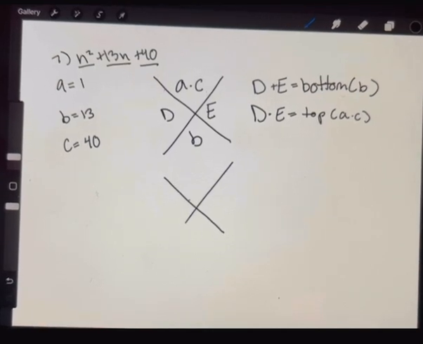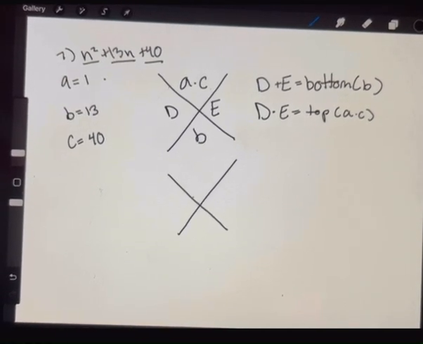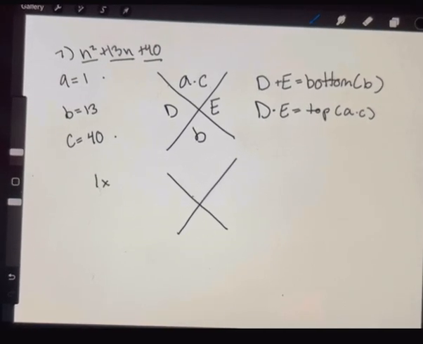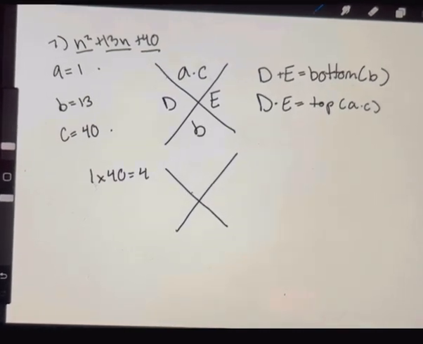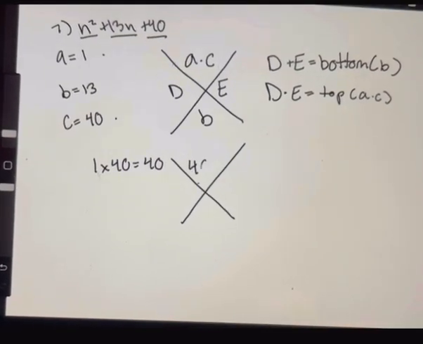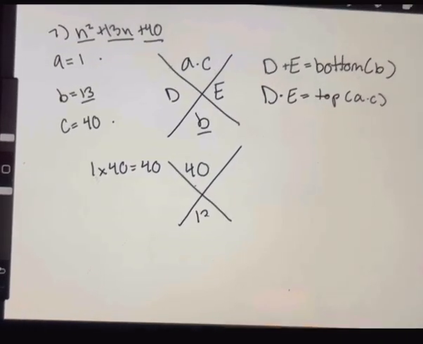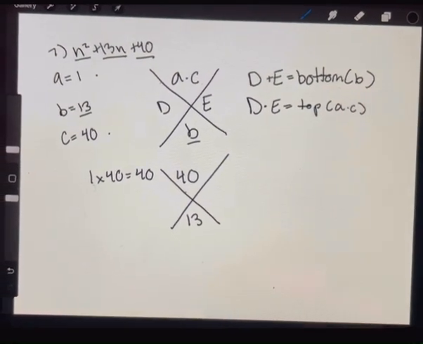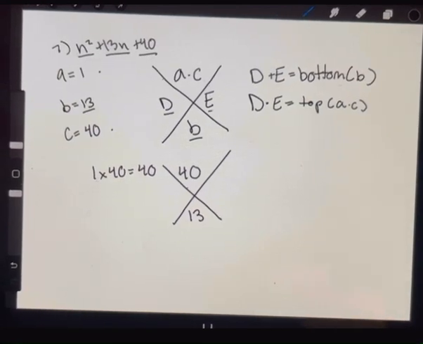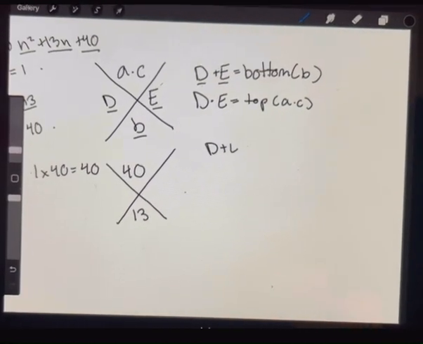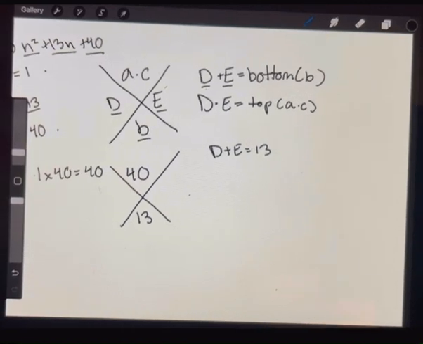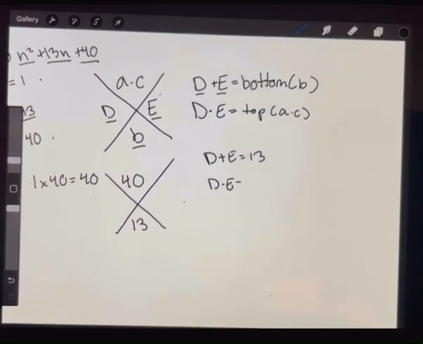Then I rewrite the X now that I have the correct numbers instead of the variables in place, except for D and E, which we have not solved for yet. Top section being 40 because 1 times 40 is 40, and the bottom section being 13 because B is 13. Now we have to solve for our D and E. Now that we know what the products are, D plus E will equal 13, and D times E will equal 40.